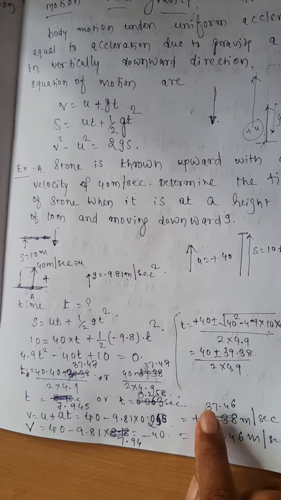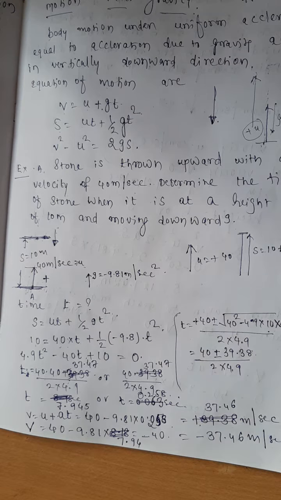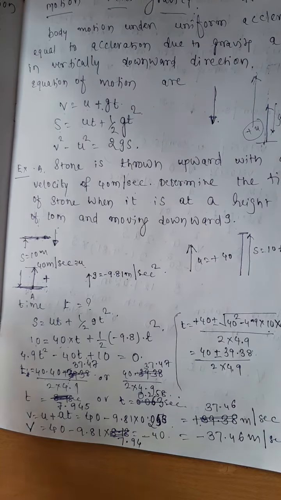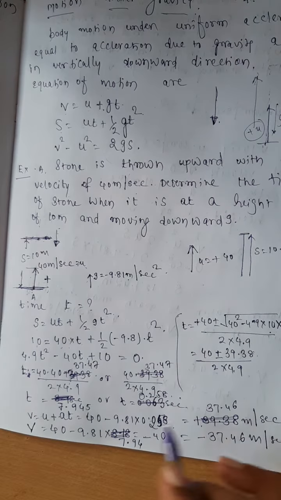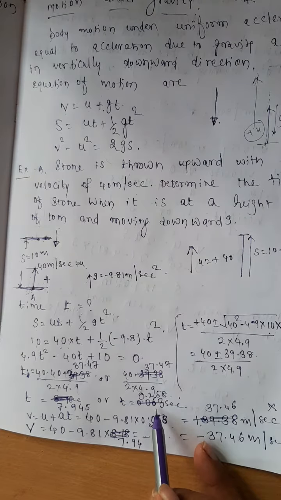Velocity is positive, you are getting. What is the meaning of it? My direction upward I am taking as positive, which means the body is moving in the upward direction. This is not the correct time. Go for the second time.